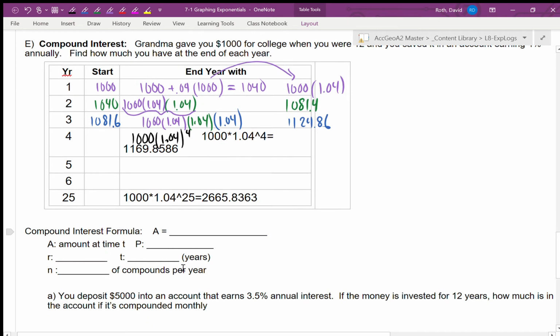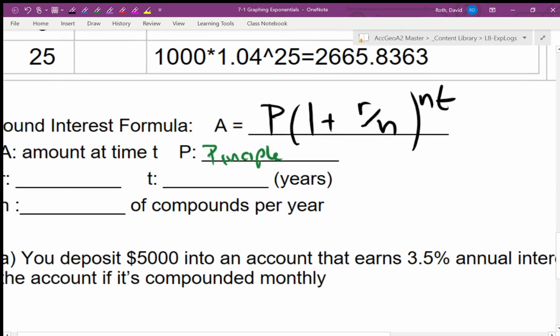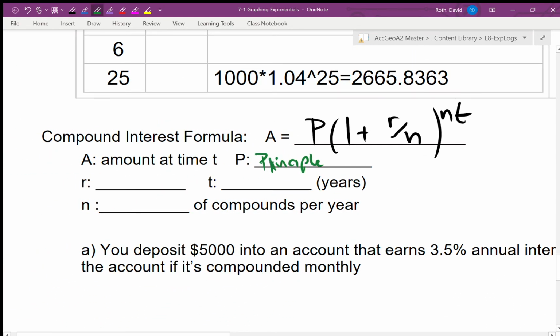And that's the basis for our compounded interest formula, which is A equals P times (1 plus R over N) to the NT. Now P stands for, I'll call it principal. Let me make this bigger so I can write a little bit neater. Principal. R is my annual rate. That's the way these things are set up. T is the time in years.